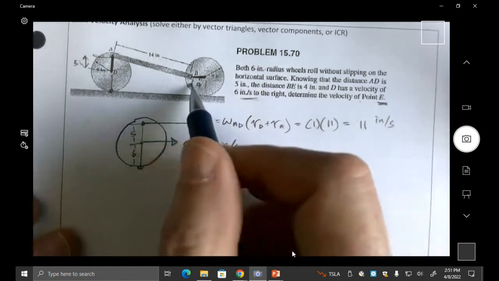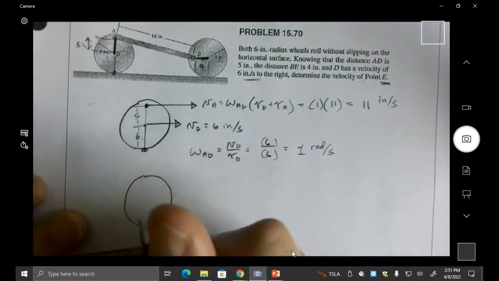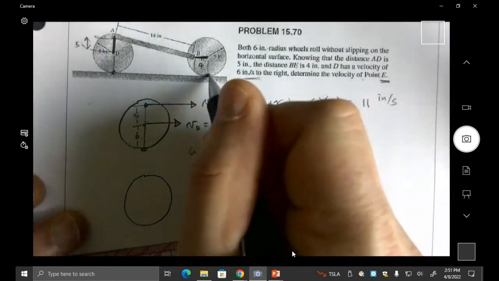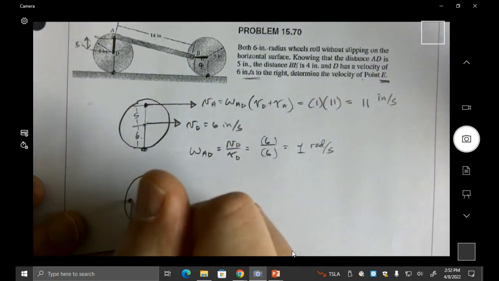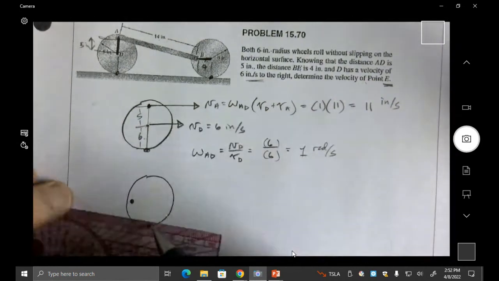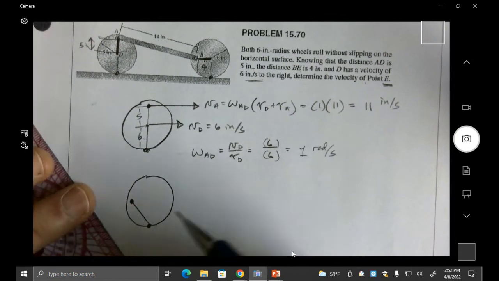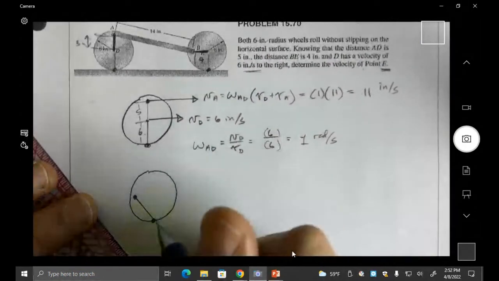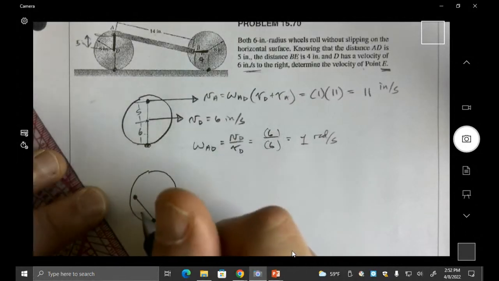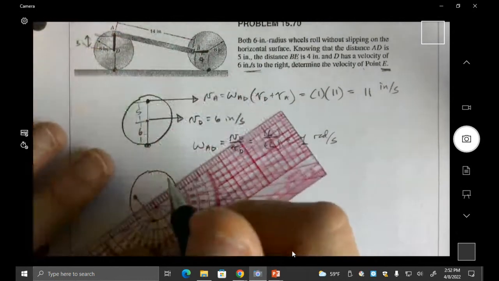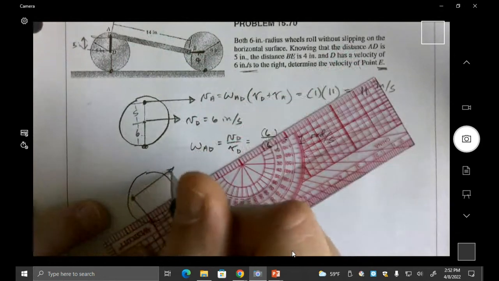We could also take a look at B right here. So we isolate B. It too is moving without slipping. So there's a little bit of a trick right there that we recognize: its ICR must be like this right here, right? So its velocity has to be in that direction.